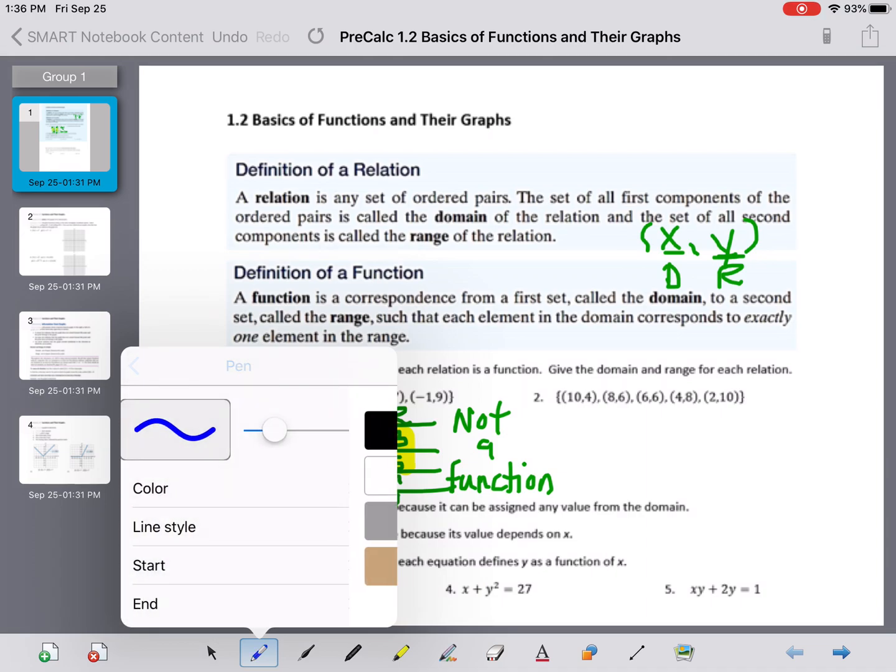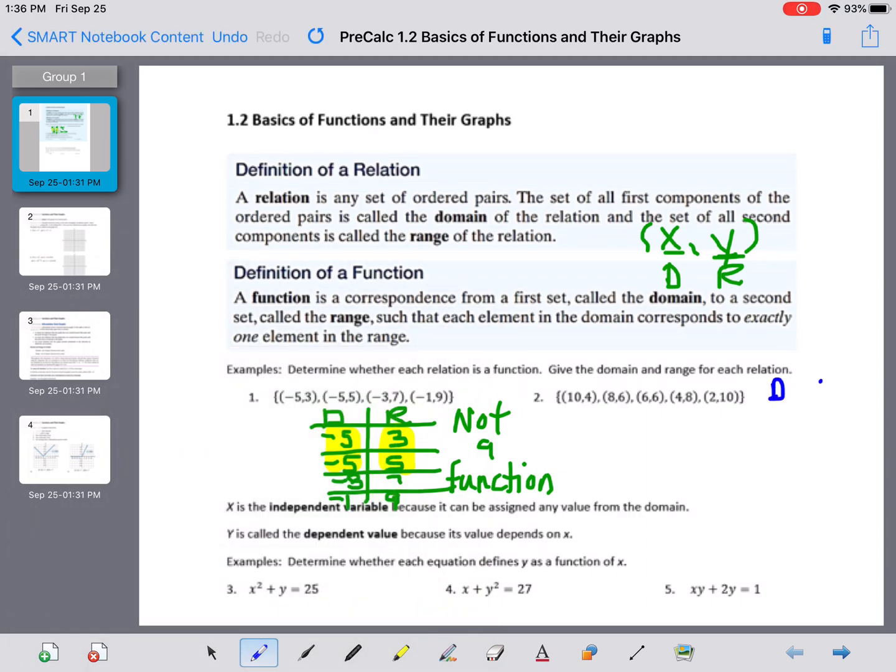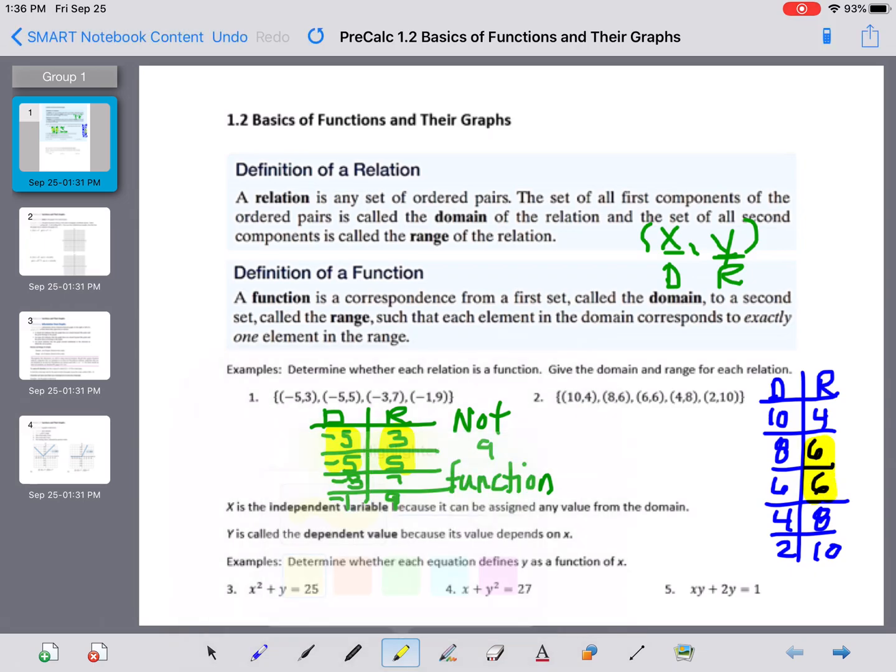Okay, so checking the second set, I'm going to have my domain and I'm going to have my range. I have 10, 4, 8, 6, 6, 6, 4, 8, 2, 10. And the fact that none of my domains repeat says I have to have a function here. And it doesn't matter that we see this repeat over in the range, because we are allowed to have that repeat at any time, but you just can't have a value repeat in the domain that has different values in the range. So this one is yes, a function. So remember, it's the x values that you don't want to repeat. That's the one that we want to watch.